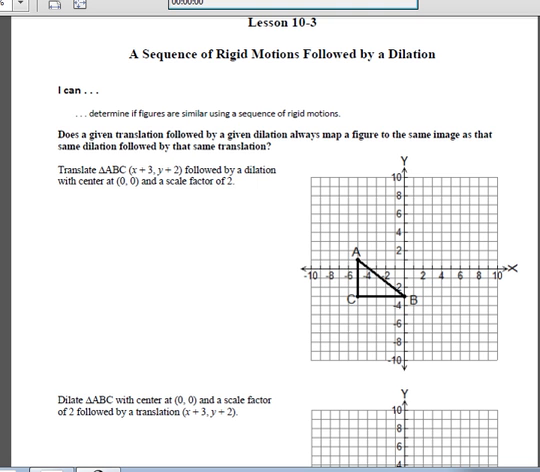Welcome to the video notes for lesson 10-3, a sequence of rigid motions followed by a dilation. This begins on page 15 in your notes packet.